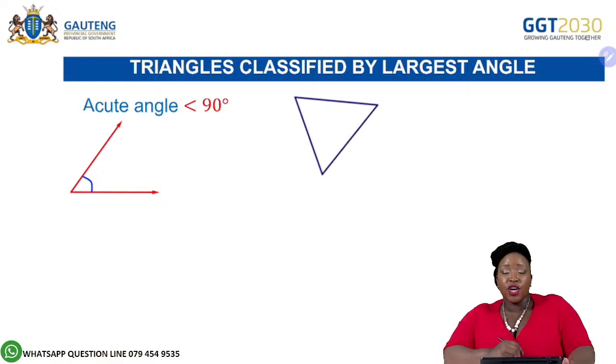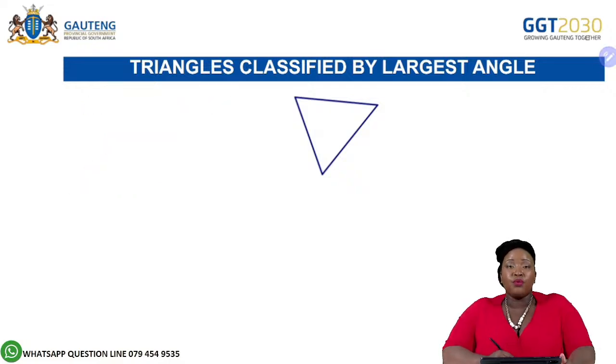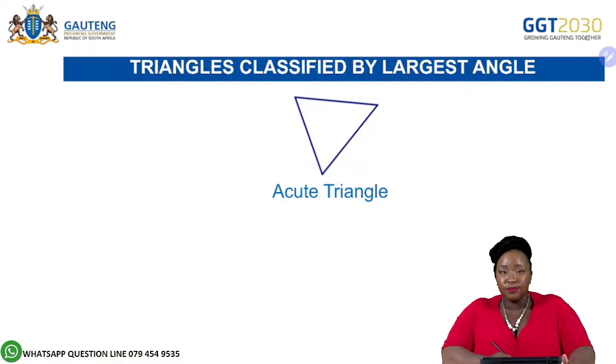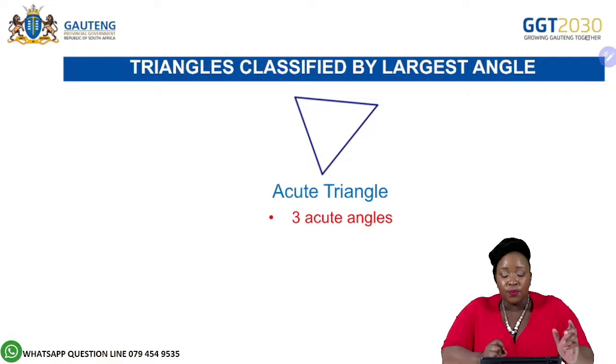Right, so you'd get a triangle that looks like this. If you notice, it has those same corners as our acute angle. And we would call this triangle what? An acute triangle. You can also call it an acute angled triangle. That's also fine. All right. Now, an acute angle triangle will have 3 acute angles, right? So that means you'll have 3 angles that are all less than 90 degrees.